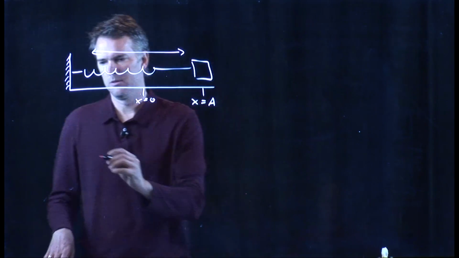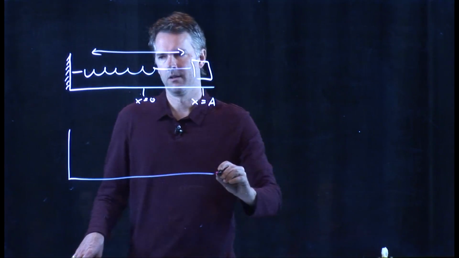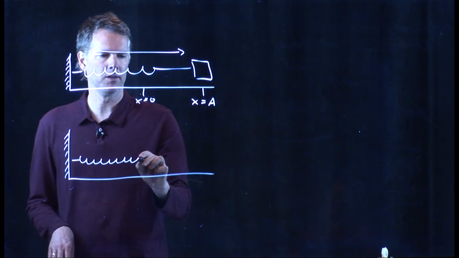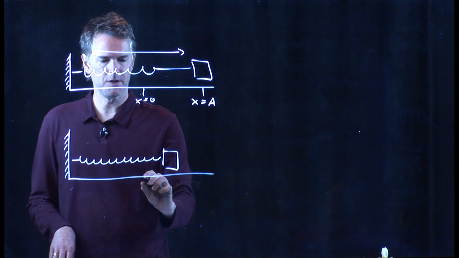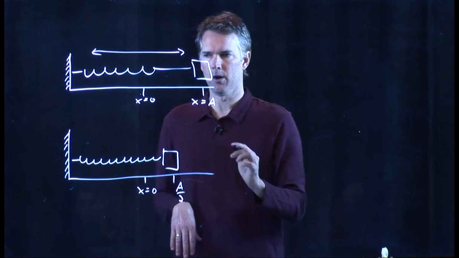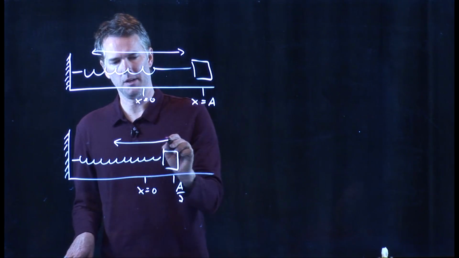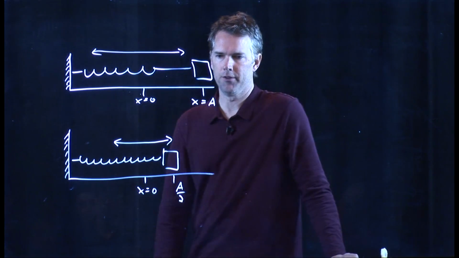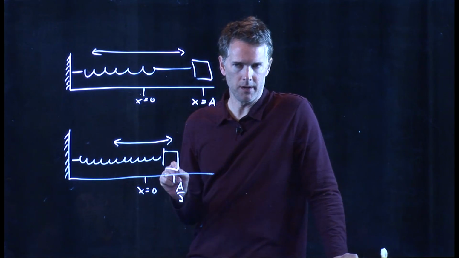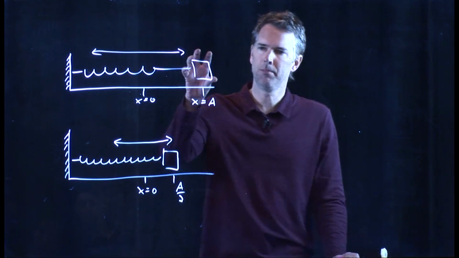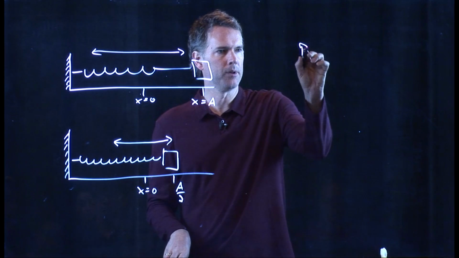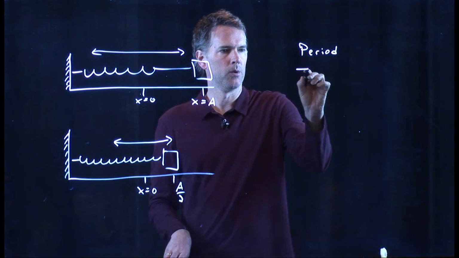Let's now do the following. Let's take that spring, and instead of stretching it out to x equals A, let's just stretch it out to A over 2. And now we'll let it go from here. And now it's only going to compress the spring to negative A over 2, and it's going to go back and forth. And there is some characteristic period, T, for this behavior, and there is some characteristic T for this behavior. And let's see if we can understand how those two relate.